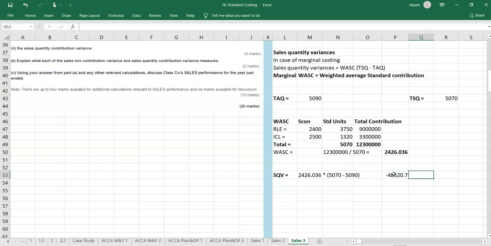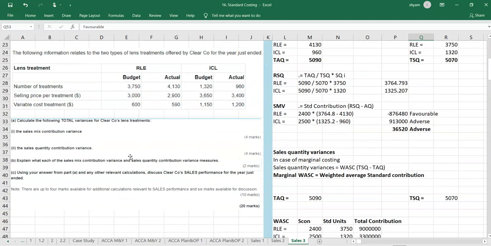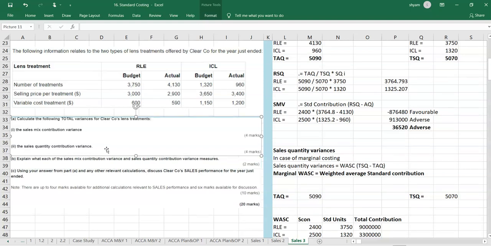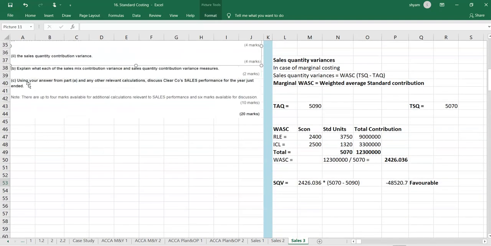So our consideration is whether it is favorable or adverse. They should have sold 5070, but they have sold 5090, so that is favorable. Okay, so with this answer we have completed these ones. Sales mix contribution variance is over, sales quantity contribution variance is also over. So the only thing remaining is using your answer from part A, this is the answer from part A, and any other relevant calculations.